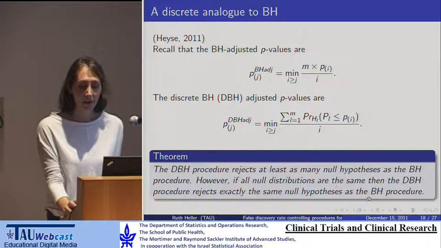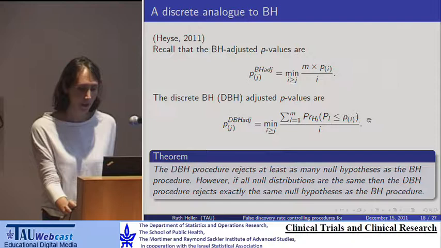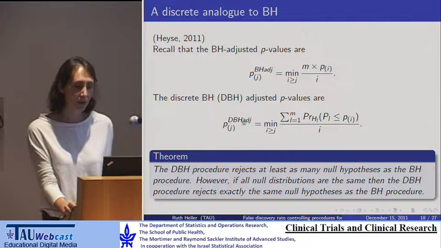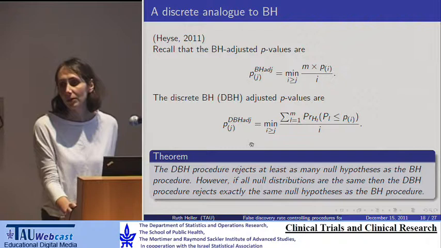Because if all the null distributions are the same, then the numerator is exactly the same as this, and you don't gain anything by using the DBH procedure. So the DBH procedure exploits the fact that null distributions are not identical. They're discrete, but non-identical. Whereas with the mid p-values, you still can gain.